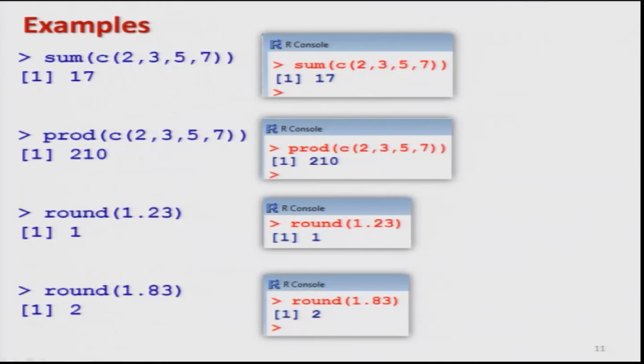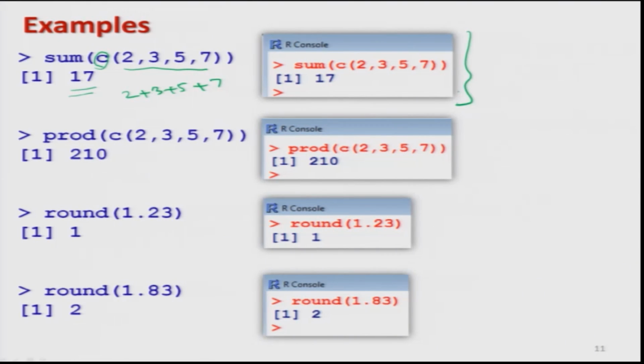And some more examples. Suppose I want to find out the sum of 4 values 2, 3, 5 and 7, that is, I want to find out 2 plus 3 plus 5 plus 7. Then in that case I can combine all these values inside a vector using the c command, and then I will have to use the function sum. So, the sum of all these values will come out to be 17, and you can see here this is the screenshot.